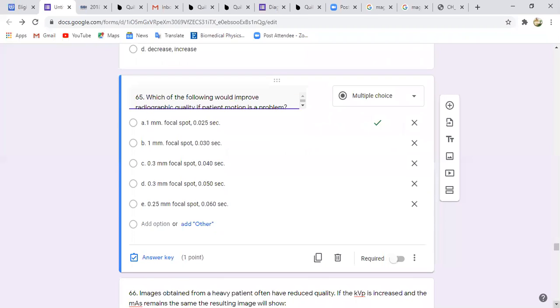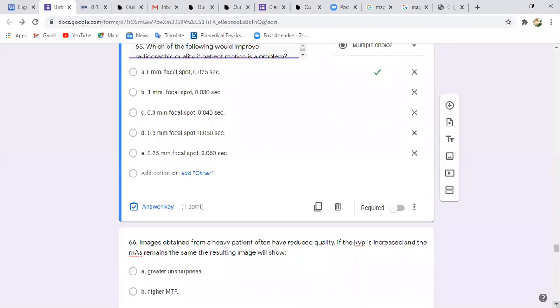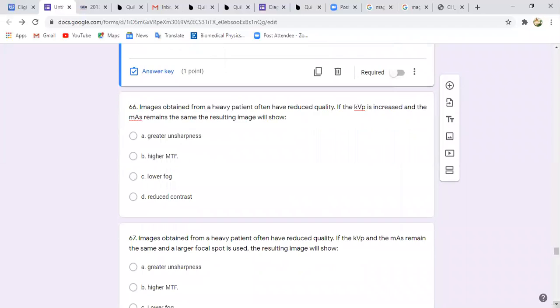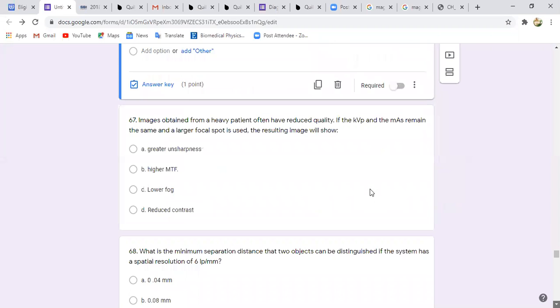Question: images obtained from a heavy patient often have reduced quality. If the kVp is increased and the mAs remains the same, the image will show what? Look, this is the information that determines reduced contrast. If kVp is increased, of course, we just go for reduction of the contrast. You don't need to waste time on this. So let's go to the next.